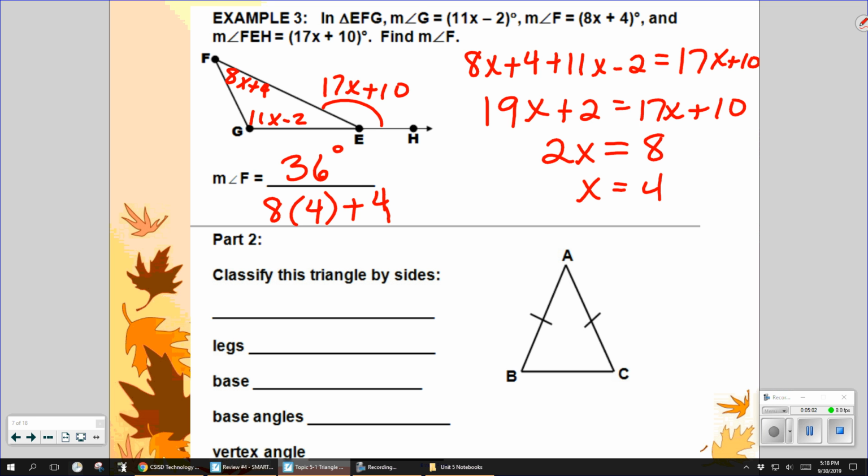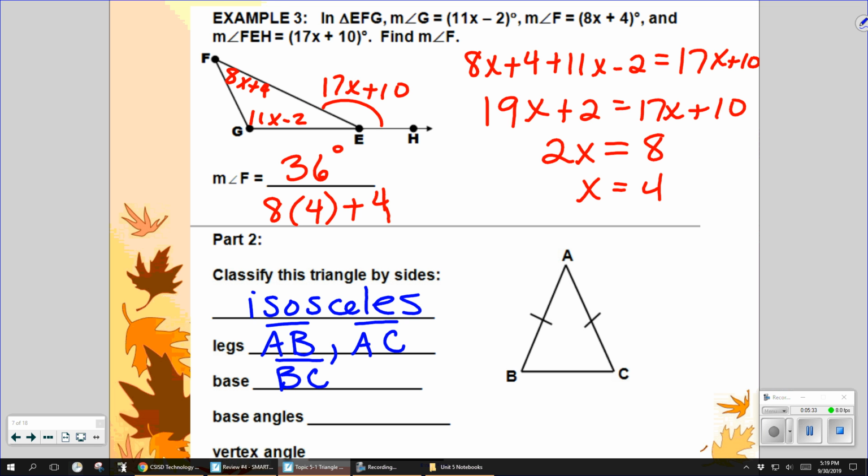All right, so let's classify this triangle by sides based on what we talked about at the beginning. It has two sides equal, therefore this is an isosceles triangle. And when we talk about an isosceles triangle, the two sides that are congruent to each other are the legs. So AB and AC are my legs. The third side that is not congruent would be our base.